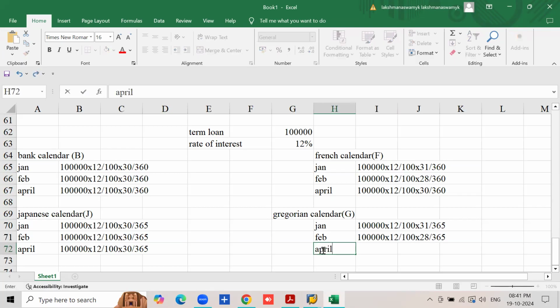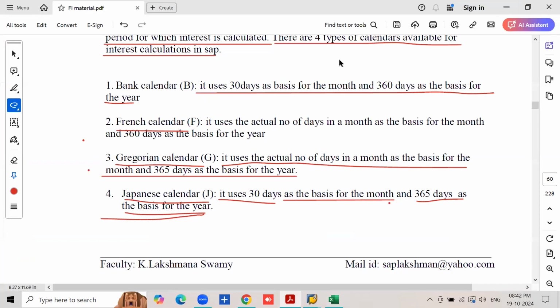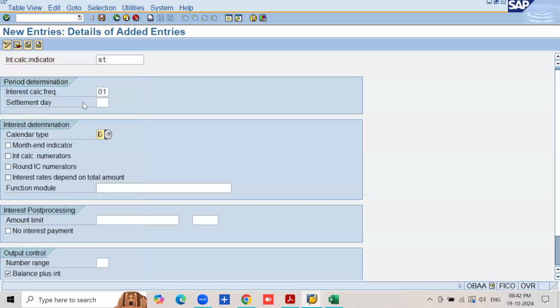Then April, 1 lakh into 12 by 100 into 30 divided by 360. So normally we use bank calendar. Banks also use the bank calendar. So to be on par with the bank calculations, we also use bank calendar. But in our training class, just like that, I have used the G calendar, nothing else.